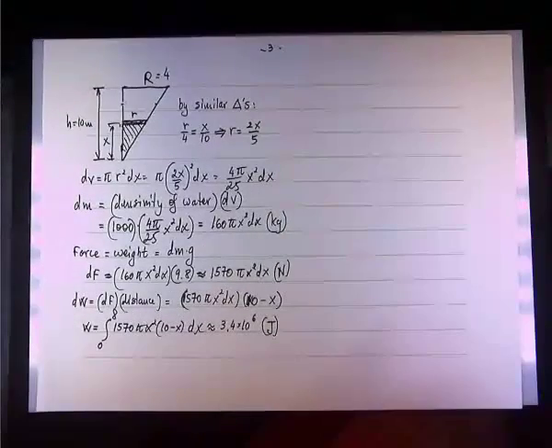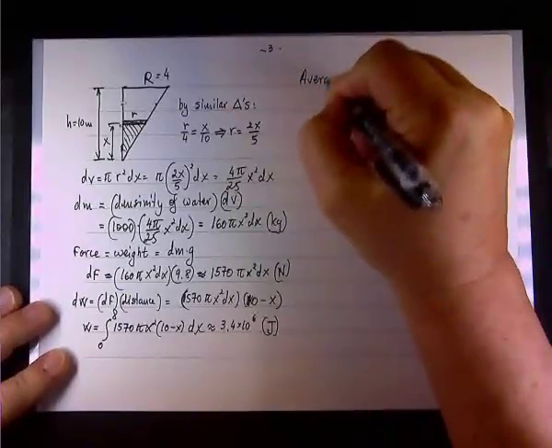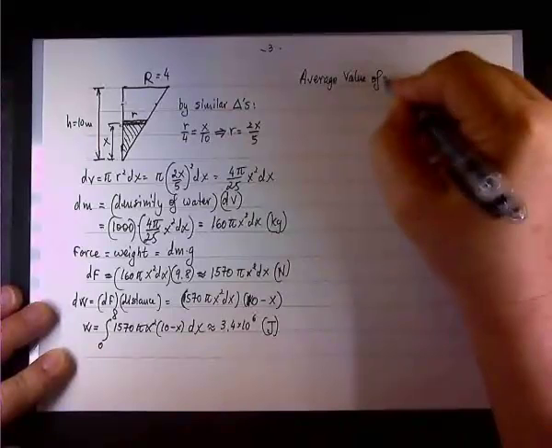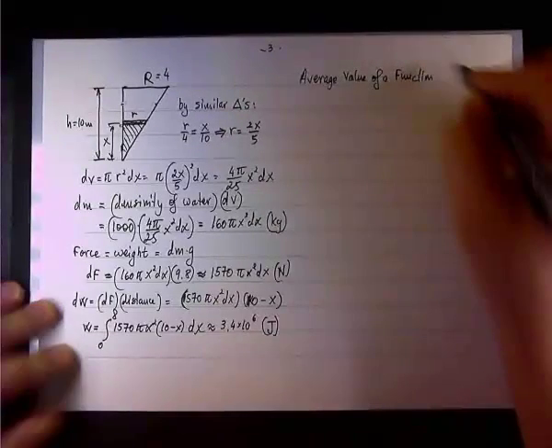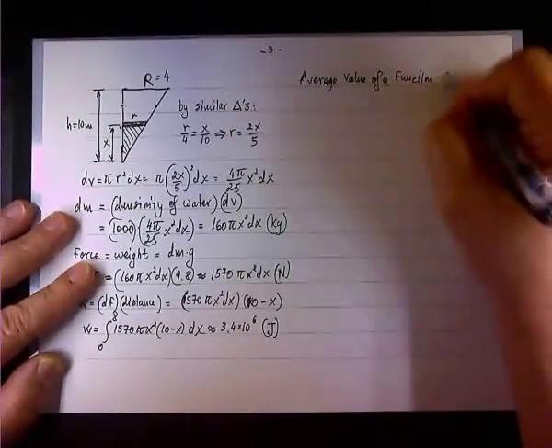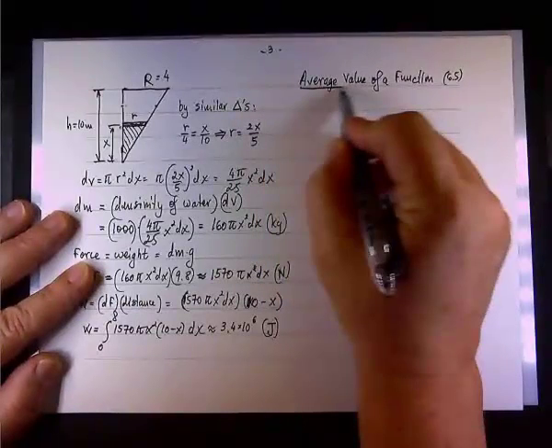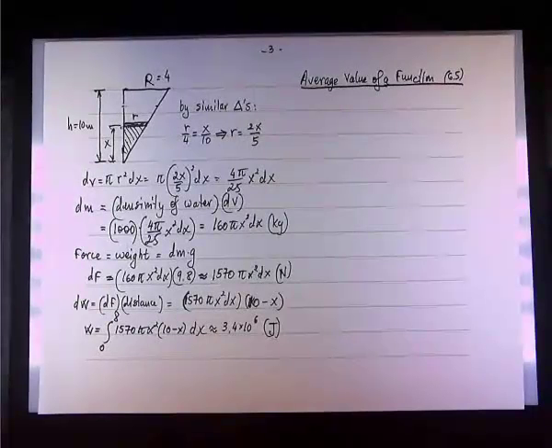Let's look at an example where we have a device that measures temperature continuously. Okay, so first let's write the topic: average value of a function. And these pearls of wisdom are in section 6.5. So imagine a device that measures temperature continuously over a period of 1 day.